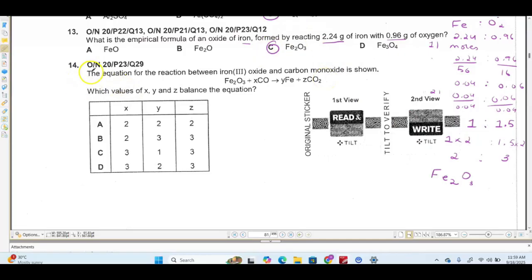Question number 14. The equation for the reaction between iron(III) oxide and carbon monoxide is shown. Which values of X, Y and Z balance the equation? If we've got to balance the equation, we've got to see what we have over here. There are 2 irons, so definitely we are going to apply 2 over here. Oxygen over here is 3 and 4. In order to balance oxygen, we can use 2 over here, but in this way, carbon is going to get unbalanced. So we need 2 over here as well.